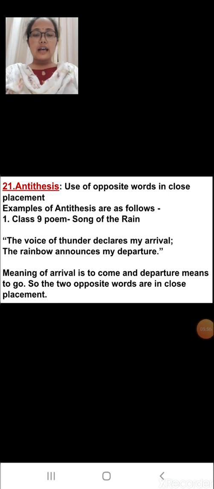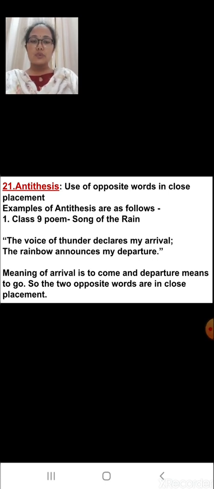Now, the last one is antithesis. The use of opposite words in close placement is known as antithesis. For example, in the class 9th poem, The Song of the Rain, "The voice of thunder declares my arrival. The rainbow announces my departure." Arrival means to come and departure means to go. So, the two opposite words are in close placement here.